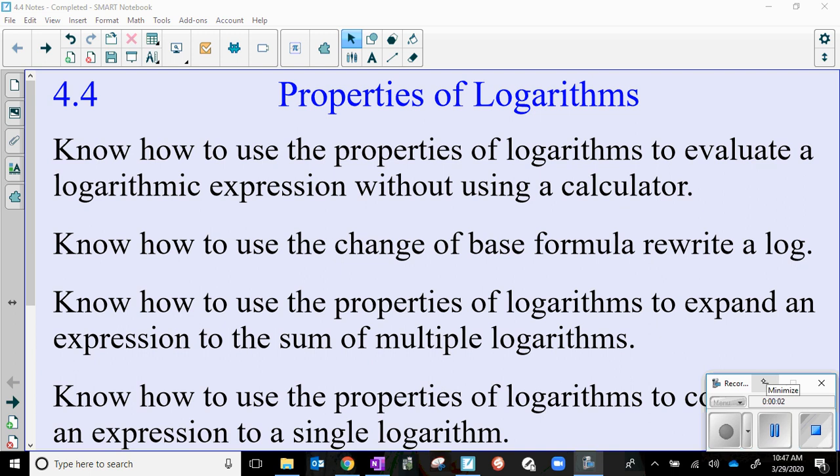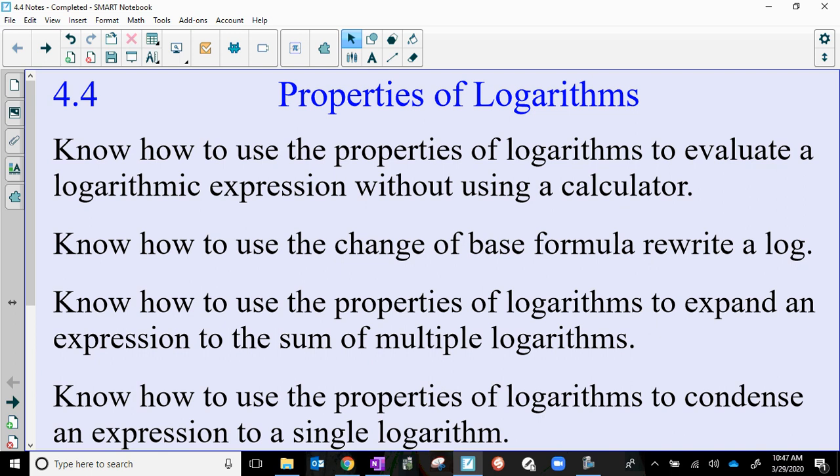In this lesson, we're going to work with properties of logarithms. The two major things we want to work with properties of logarithms for are going to help us out. It's going to help us evaluate logarithms, especially if you don't have a calculator, or if your calculator doesn't have the choice where you can put any base you want.